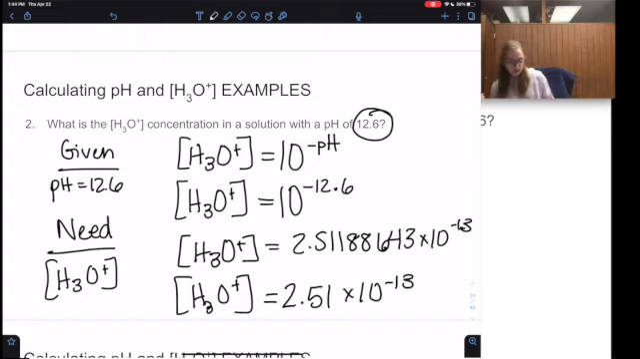As you're working through these problems, you can also start to look at the pH itself and the concentration of H3O+ and determine if this actually makes sense in the end for what you expect in this situation.